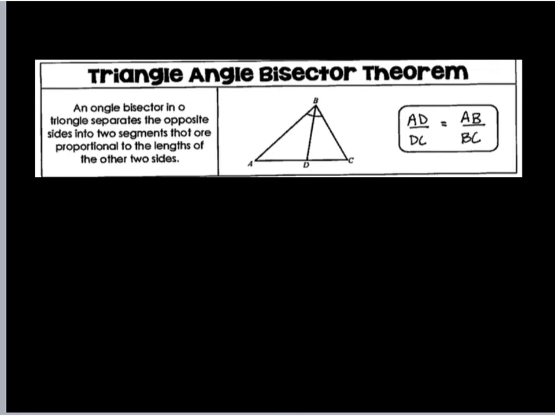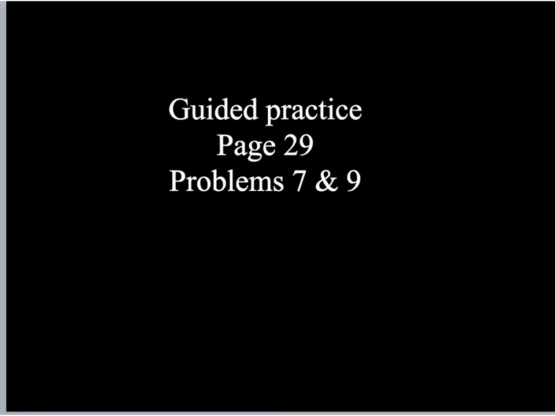Triangle angle bisectors, I'm going to talk about this a little bit more. An angle bisector in a triangle separates the opposite side into segments that are proportional to the lengths of the other two sides. Here we go: AD over DC, bottom over bottom, equals AB, side, over BC, the other side. That's the triangle angle bisector theorem, another way of doing things. We're going to try problem number 7 and problem number 9 next.